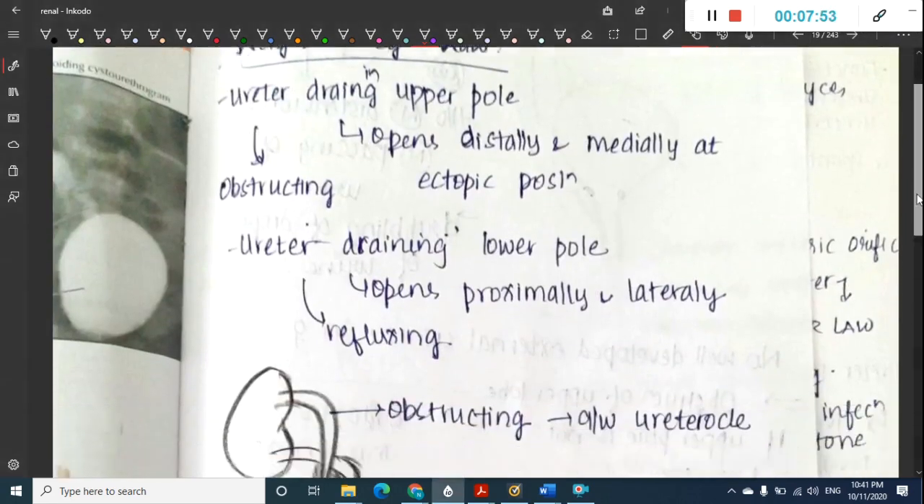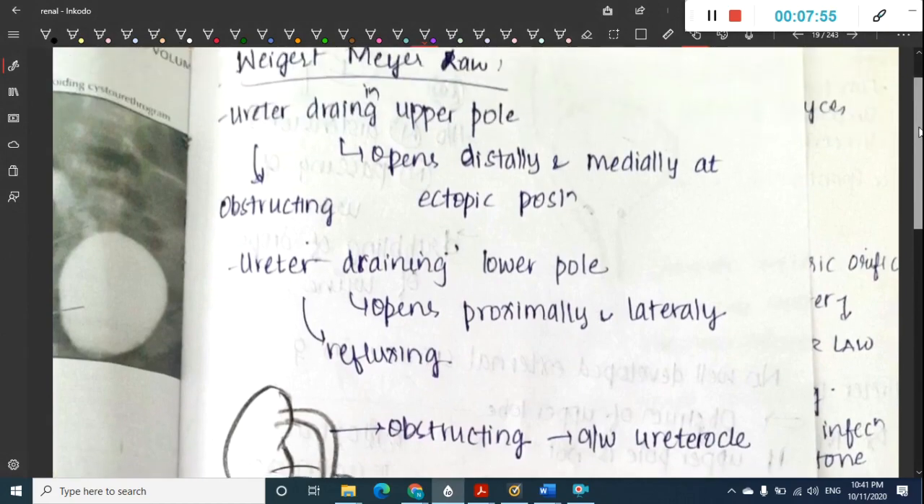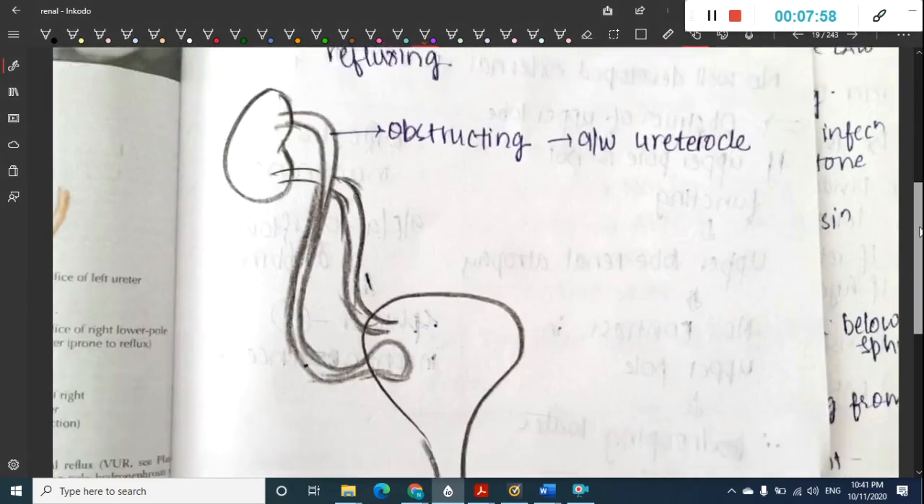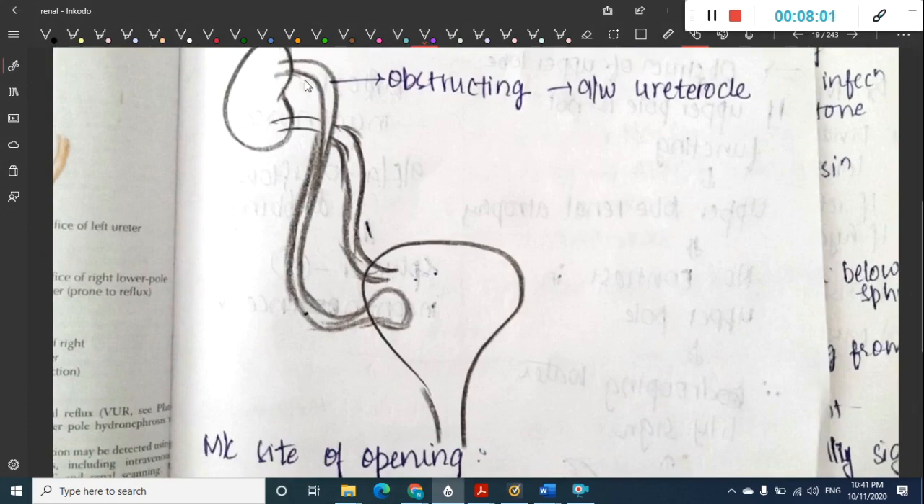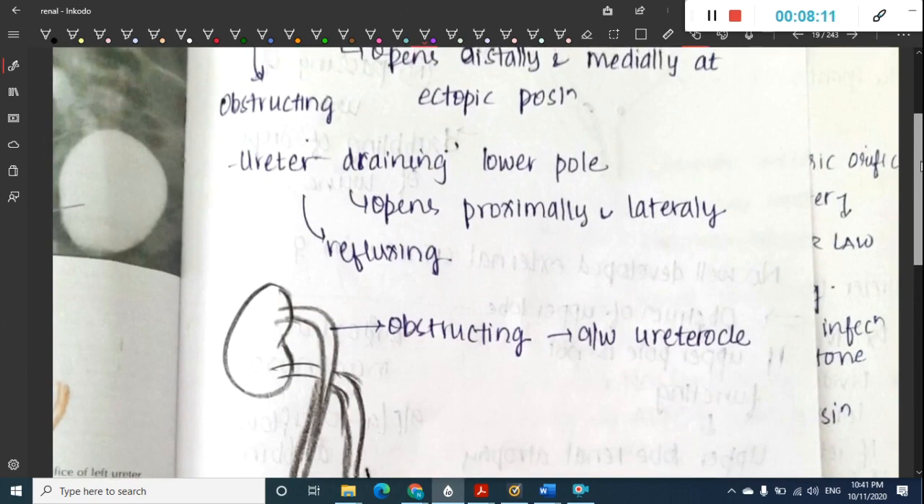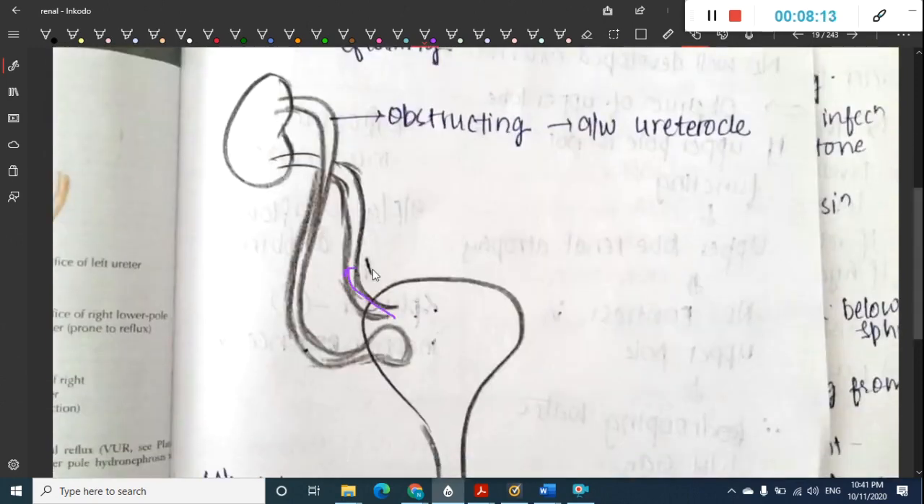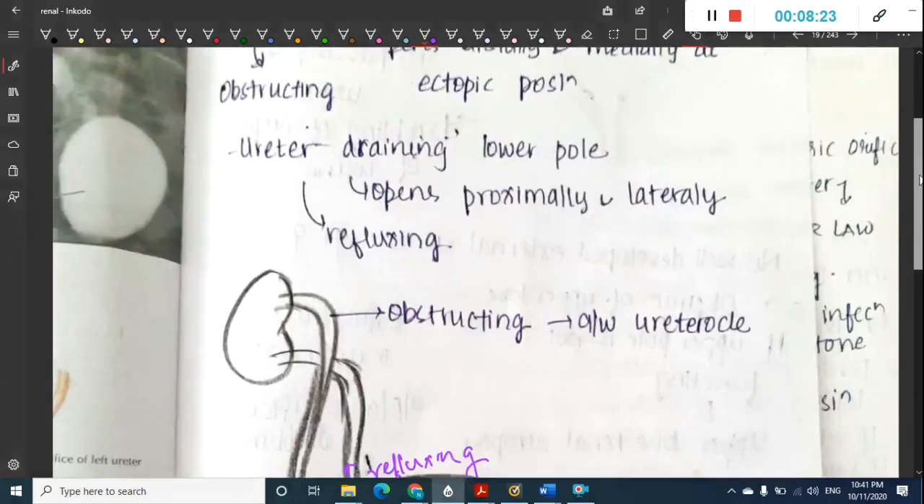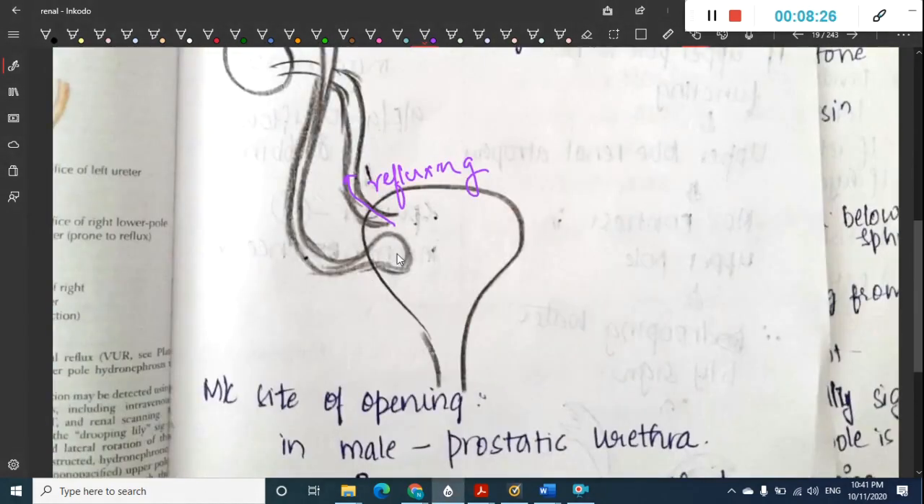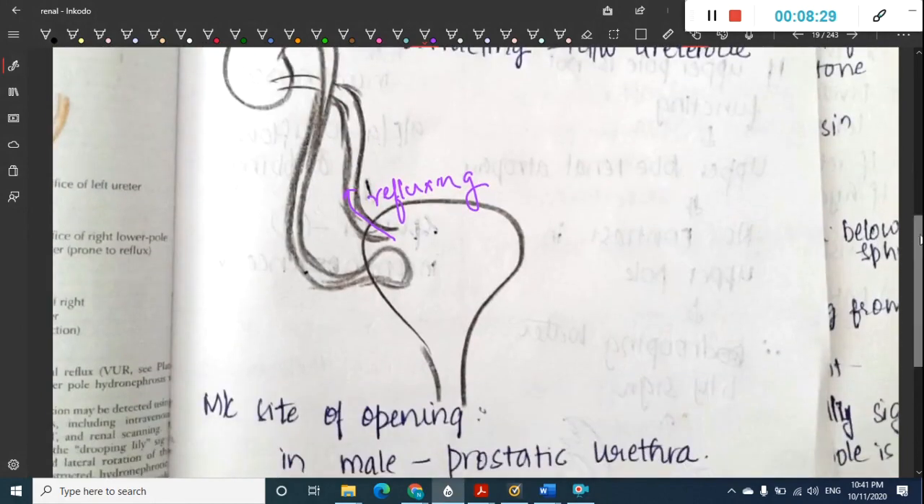Weigert-Meyer rule, as I have already said: the ureter draining the upper pole opens distally and medially, whereas the ureter from the lower pole opens laterally and proximally. So the lower pole ureter is the refluxing ureter. If the upper pole ureter is obstructing, it is sometimes associated with ureterocele.